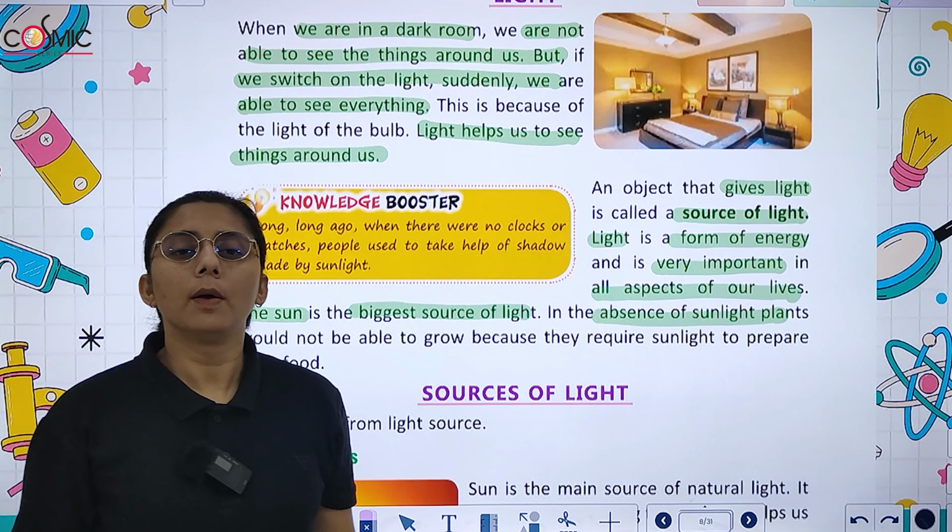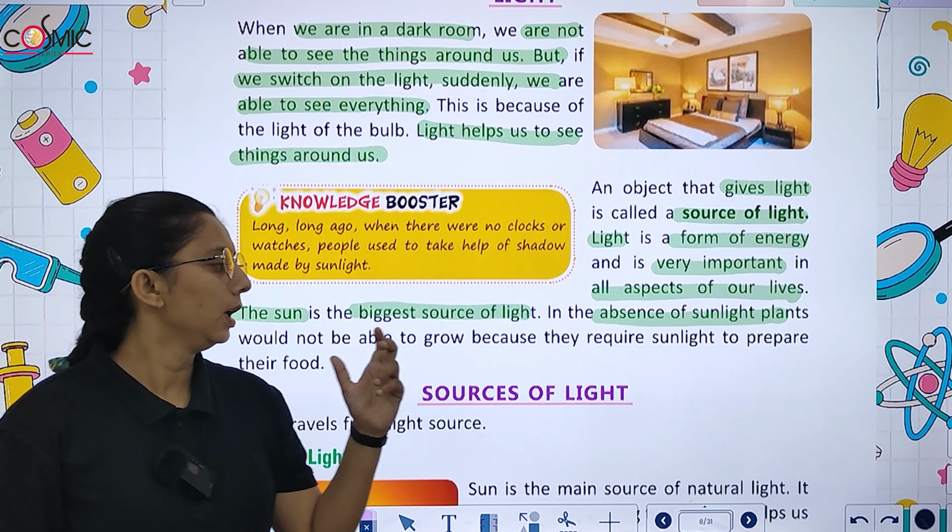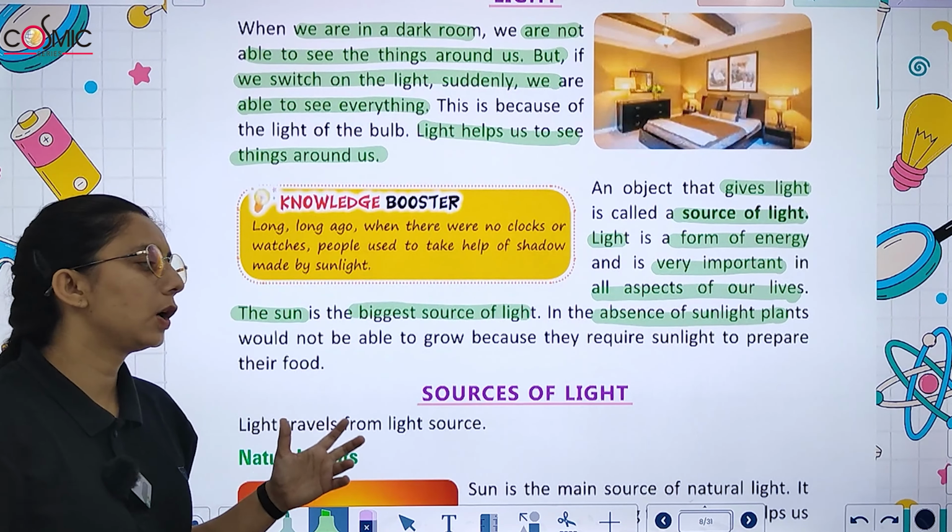Why will they not grow? If there is an absence of sunlight, why will plants not grow? Because they require sunlight to prepare food. Now, sources of light. देखो light जो है वो travel करते light source है.